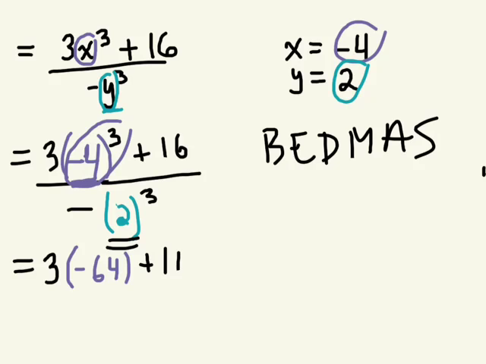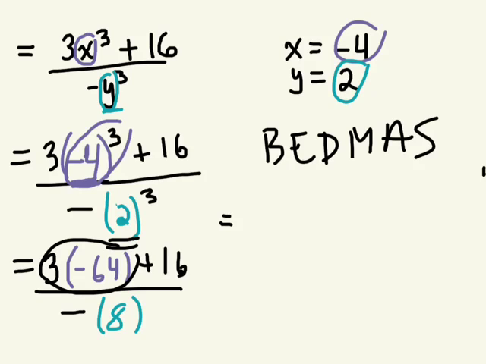Plus 16. Might as well simplify the denominator. I have a negative outside the bracket. What's 2 to the power of 3? 8. Okay, I'll do this over here. Equals, what's next? 3 times negative 64 equals what? Negative 192 plus 16 divided by negative 8.